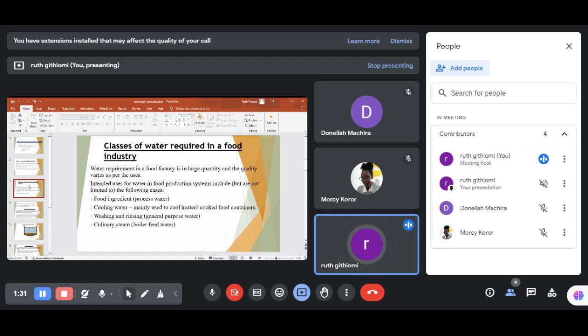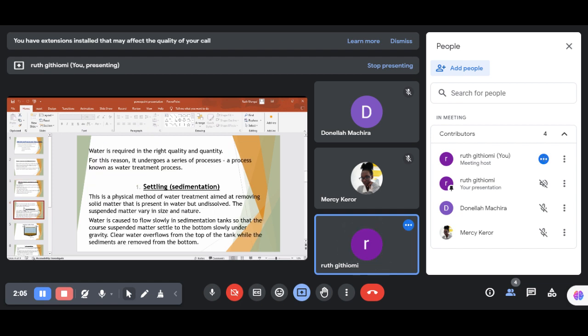Water used in food industries is classified according to its intended use. We have water classified as the food ingredient, that is the processed water, the water that is mixed with the food to become a part of the food. We also have the cooling water, mainly used to cool heated or cooked food containers. We have the general purpose water used for washing and rinsing, and we have the boiler feed water, also known as the culinary steam. Machira, can you read for us?